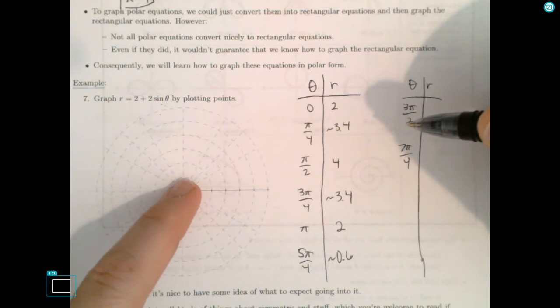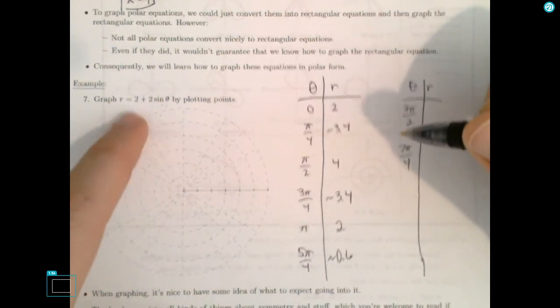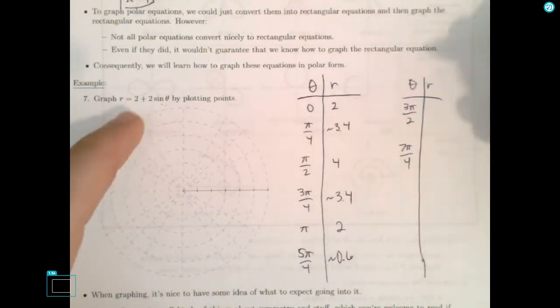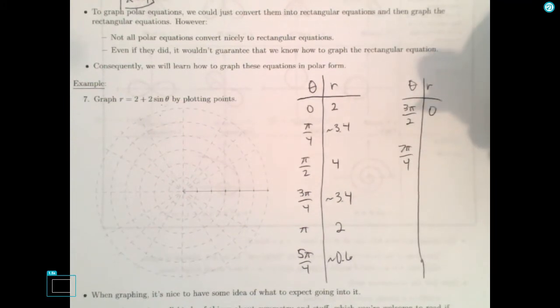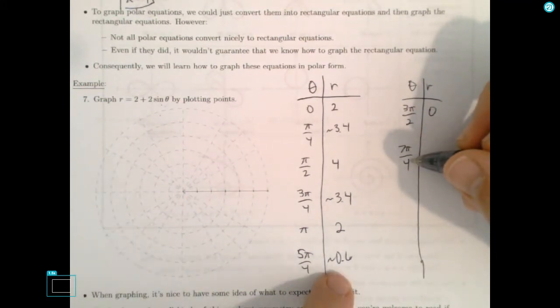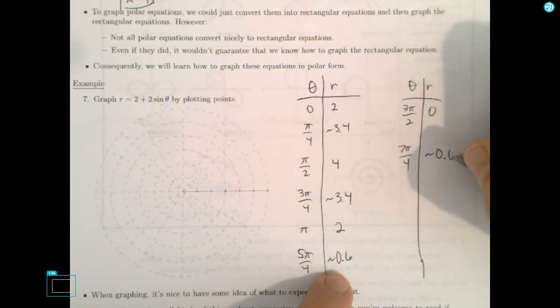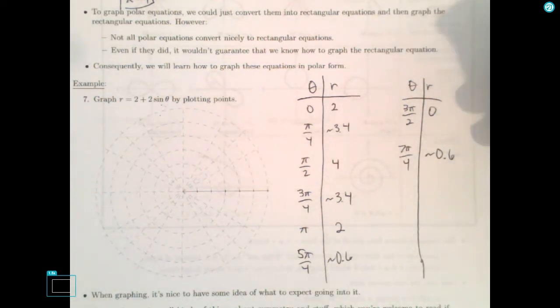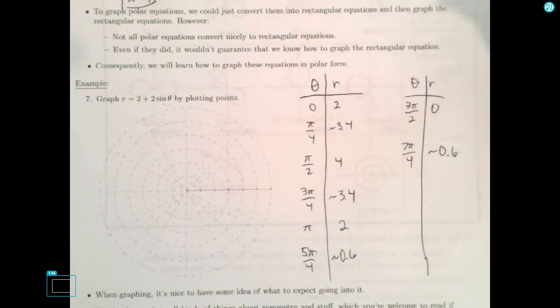At 3 pi over 2, sine is negative 1. So we have 2 minus this is just 0. Okay. And then at 7 pi over 4, I should end up with the same answer as I ended up with at 5 pi over 4, about 0.6. If that's all too quick for you, pause, rewind, rewatch if you need to. Use your calculator. But yeah, this is what we're getting.